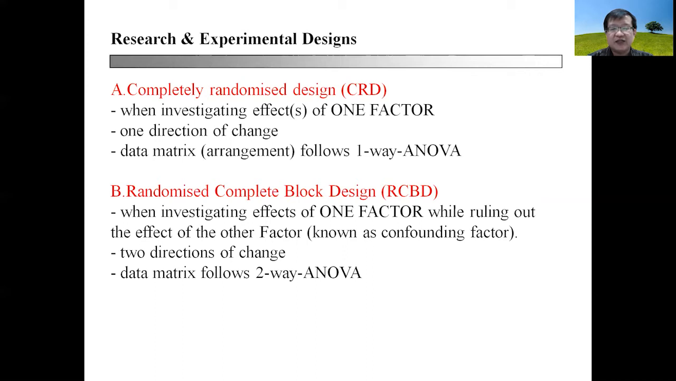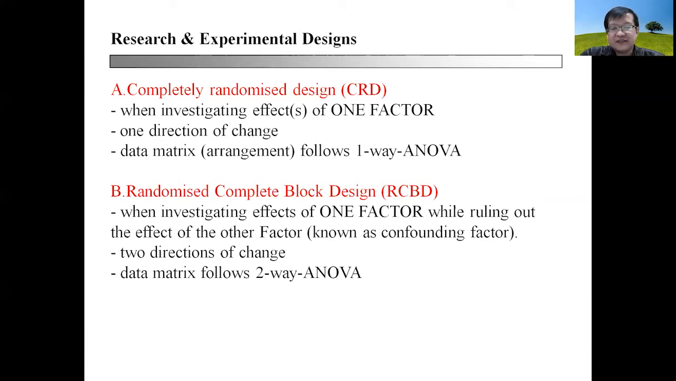CRD is used when you are investigating the effects of one factor and the data matrix arrangement follows that of one-way ANOVA. This is something that is important because you need to know what type of study you're using and then what type of data matrix you need in order to key in your data.